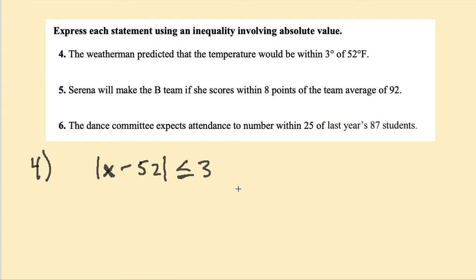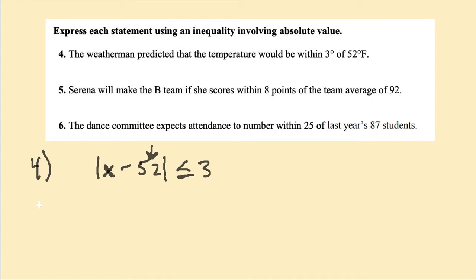So pretty much what you're doing on most of these when you're writing them is you're taking your benchmark, your middle point where your values are centered. That's always going to go second. You subtract that from your variable, and then it's going to be less than or greater than whatever the tolerance is that they give you.